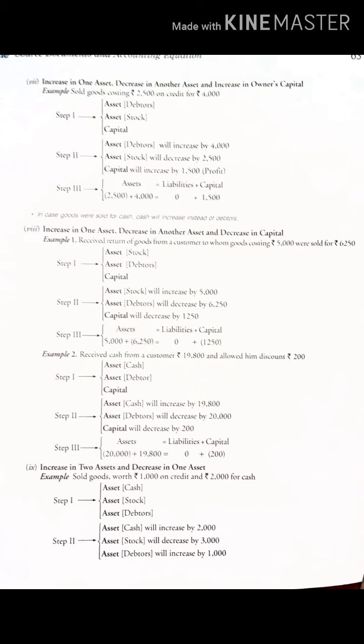Now in step 2, we'll see assets, debtors. What happened? We have sold them on credit, so our debtors have increased. By what amount? 4000, right? Now second, stock. What happened to stock? As we have sold the goods, stock is out from my stores. That means stock is decreased. By what value? 2500. We will take only the cost.